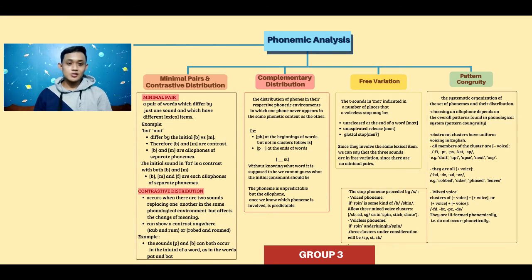If a sound is in contrastive distribution, the sound is considered a phoneme in that language. Two sounds are in contrastive distribution when they can both appear in the same phonetic environment. For example, in English, the sound p and sound b can both occur in the initial of a word, as in the words pet and bet. Why? Because the sounds p and b in this example are placed in identical contexts, but their phoneme and meaning are different.